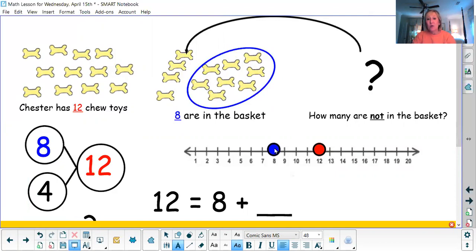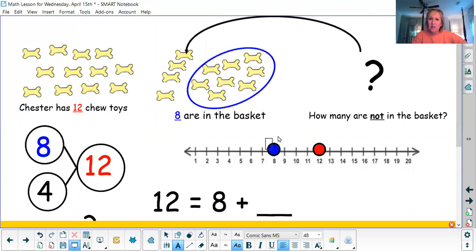Now, another way to do it is we could say, okay, we know that 8 are in a basket, and we know that they have 12 all together. So if I have 8, how many more would I need to get up to 12? And that will be the amount that is sitting on the floor. So let's start at 8. That's the number we know. And let's see how many hops it takes us to get to 12. Okay, so let's start at 8.